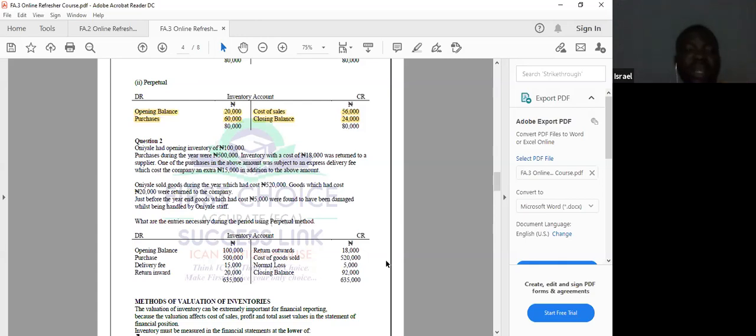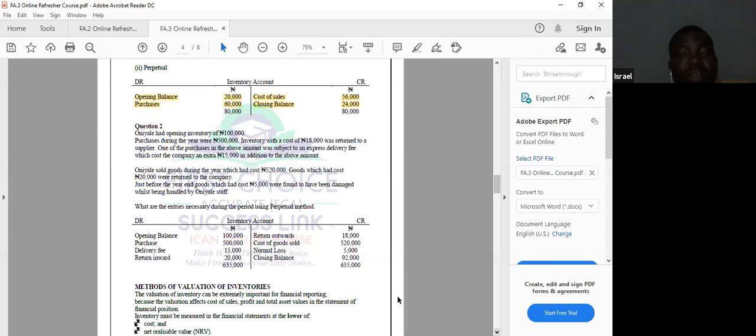So after that, let's prepare our inventory record. So we have the inventory here. We have the opening balance. They give us the opening balance to be 100,000. That's good. Then the next thing for us is to look at the purchases.